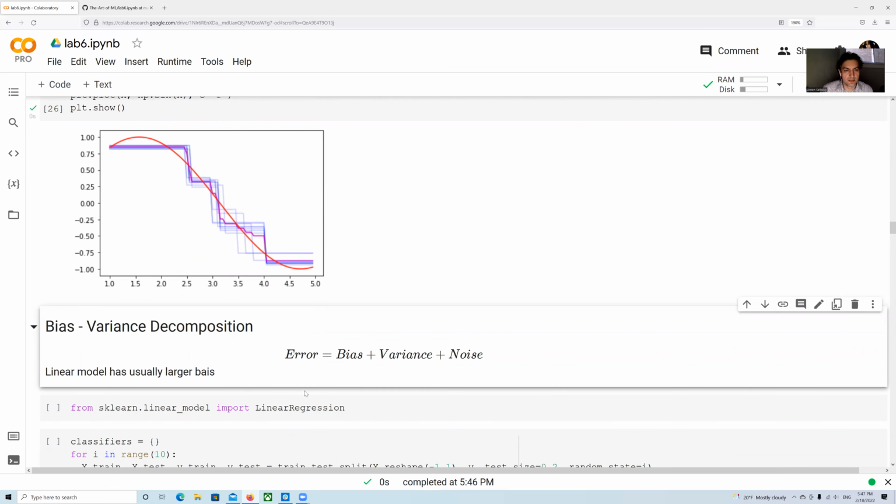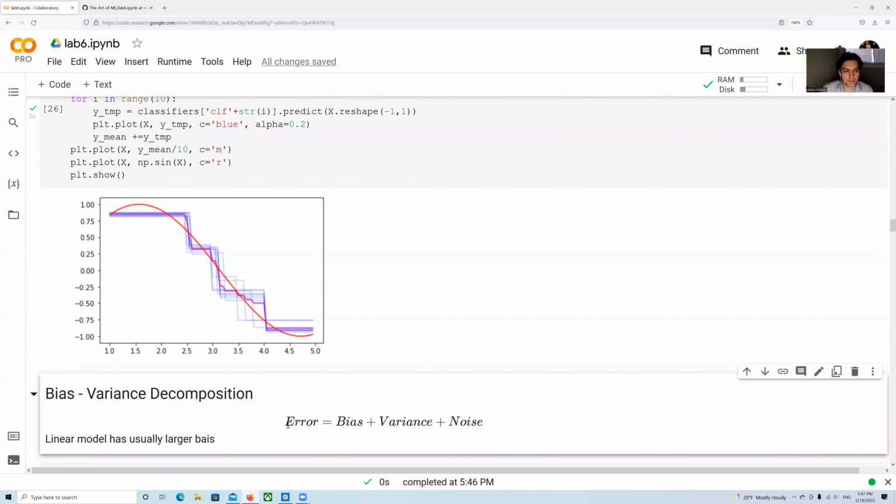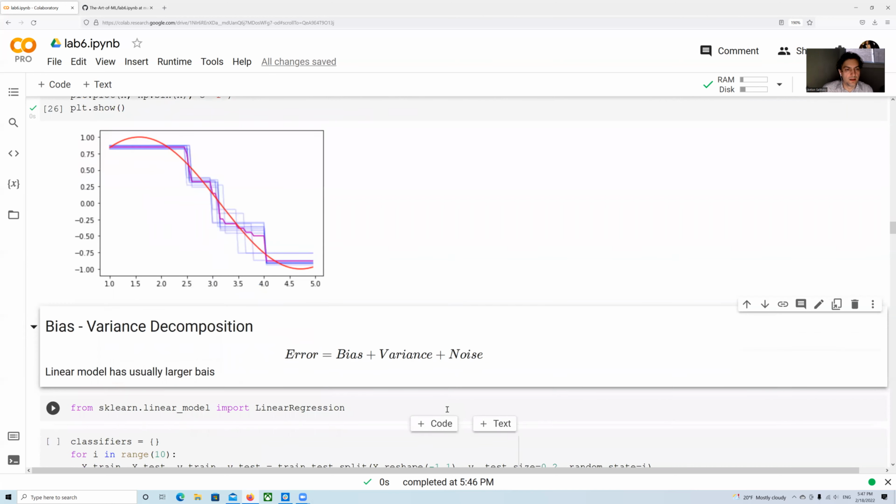And here it's time to talk about the decomposition of our error on bias and variance. So usually our models have noisy data, and we can't do anything with this noisy data. So this is one source of the errors. The other source of errors is our model.